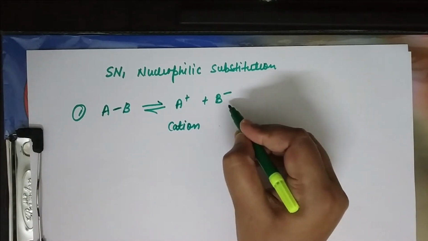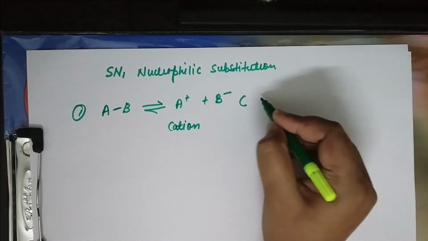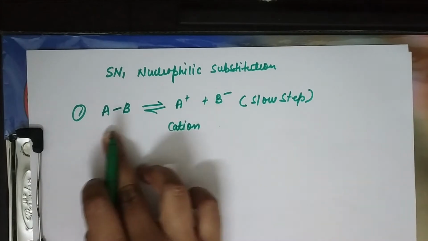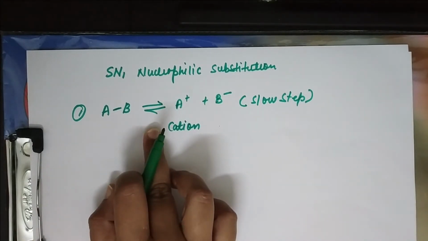And this is the negative charge ion, or anion. So this is the slow step. The splitting is the slowest step, and this will determine the rate of the reaction.